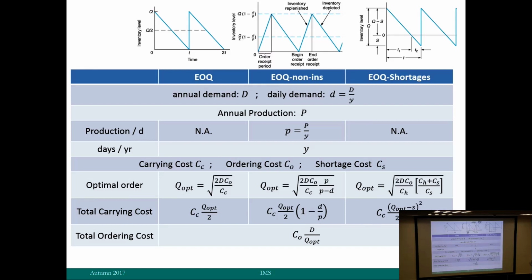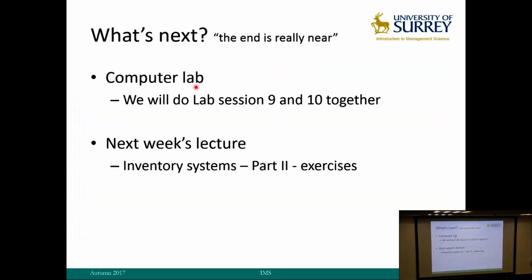And one thing is, nobody is going to tell you which model you're going to use, so you have to figure it out by yourself. There's only one criterion, and it's very simple. If you know the daily production rate P, that means you're going to use the model with non-instantaneous receipt, because we have to consider the daily production. That means daily production takes some time, and we cannot assume we have all the inventory immediately. If we don't know the daily production, then we're probably going to use the EOQ. That's a very simple case. Okay, so that's all the theories.